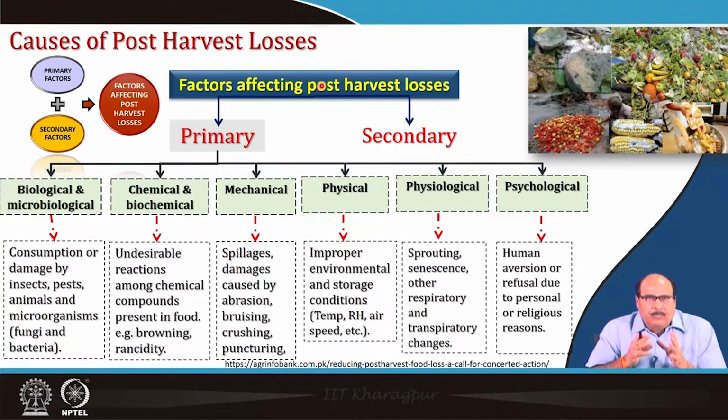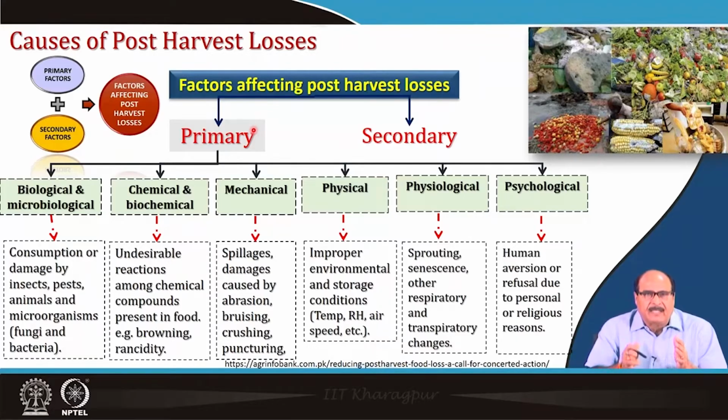So, causes of the post harvest losses: there are certain primary factors and certain secondary factors. Primary factors include biological and microbiological factors, that is consumption of produce or damage of the produce by insects, pests, animals and microorganisms like fungi and bacteria, etc. There may be chemical and biochemical reactions taking place during the various stages in the value chain, which result in the loss of the compound, maybe undesirable chemical reactions like browning, rancidity, etc.